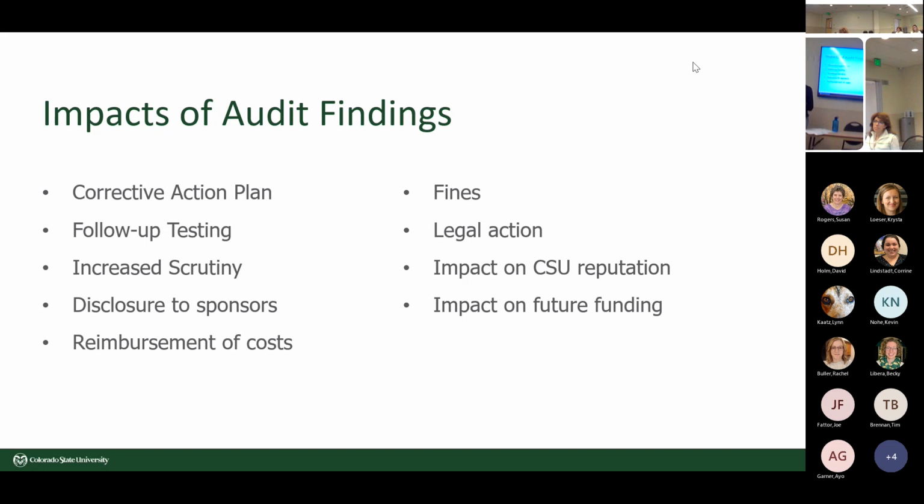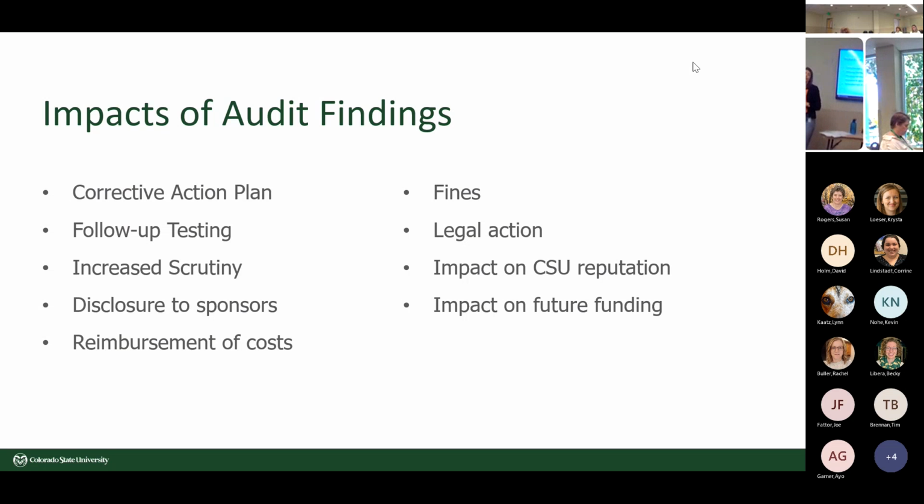Impact on CSU's reputation. I don't know how many of you heard Meg's conversation earlier, but this whole federal relations effort is about getting CSU out there, getting them in front of the feds and really getting us well known and respected with the feds. These audit findings can ruin that reputation pretty quickly.